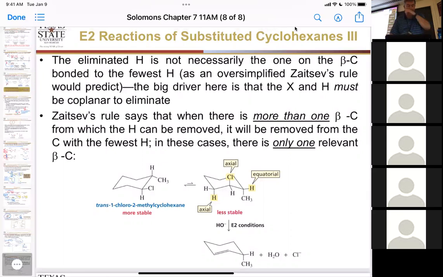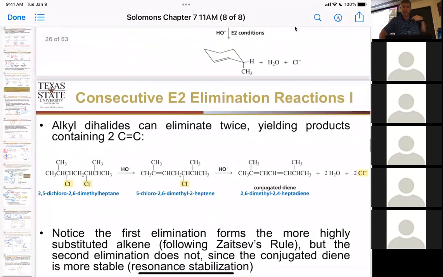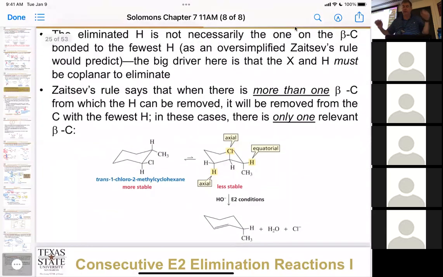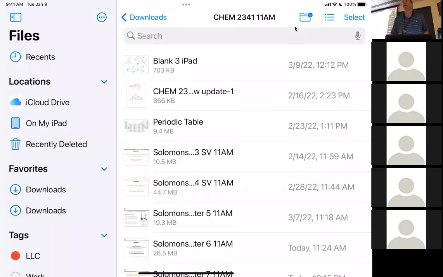All right. Thank you. We'll go over the rest of it on Wednesday after the quiz. The quiz covers up to this slide. Learn Zaitsev's rule, Hofmann's rule. Oh, yeah. Practice those Newman projections, because that'll really help.